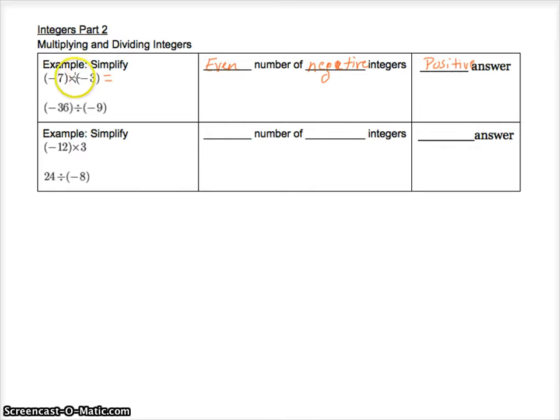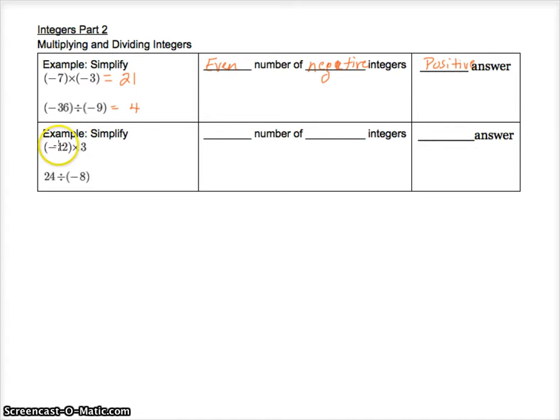So here I have two negative integers, so 2 is even. So I have 7 times 3 is 21. That's positive. The same works for division. 36 divided by 9 is 4. And I have 1, 2 negatives. 2 negatives is even. It is positive 4.